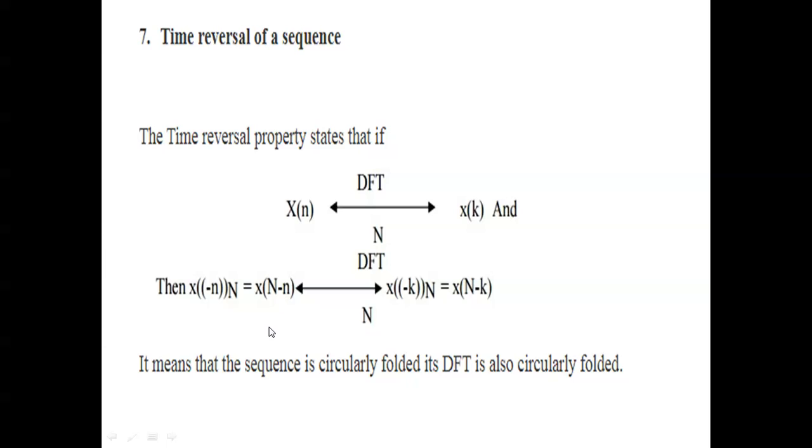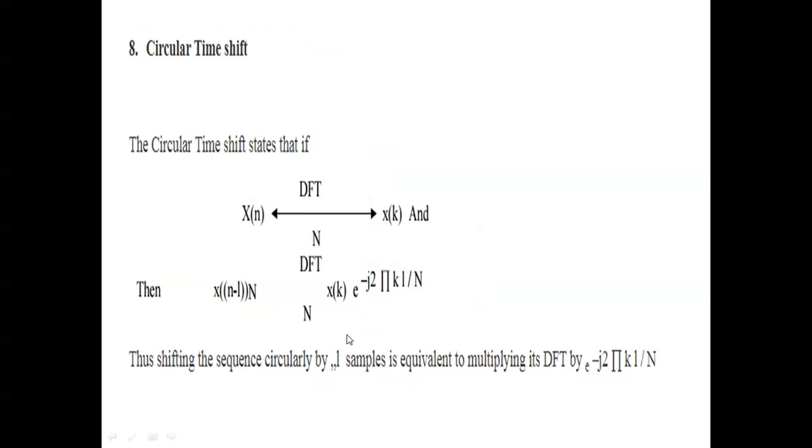And time reversal of the sequence. So x of n is the time domain and X of k is the frequency domain; n means time domain, k means frequency domain. So x of N minus n corresponds to X of minus k modulo N, which is equal to X of N minus k. This means that if the sequence is circularly folded, its DFT is also circularly folded.